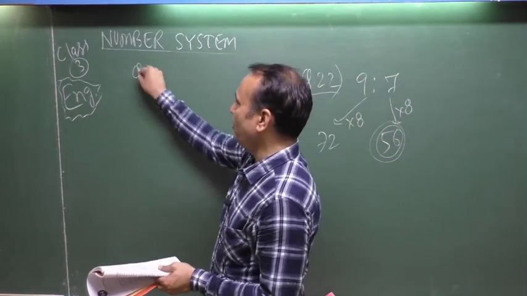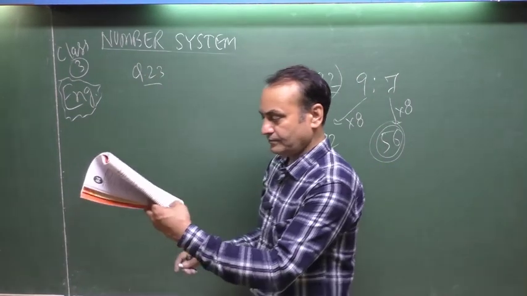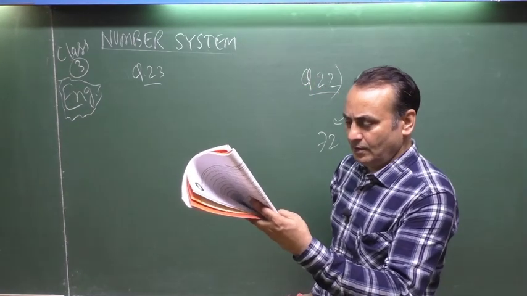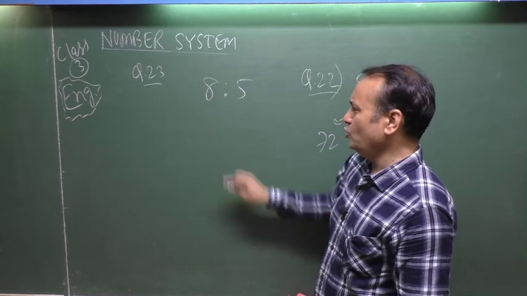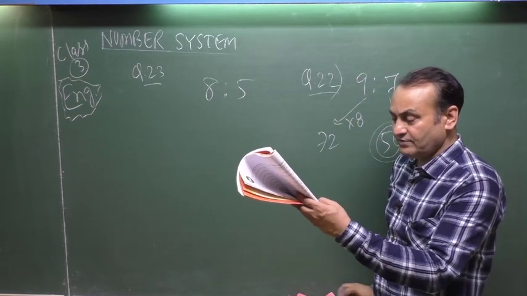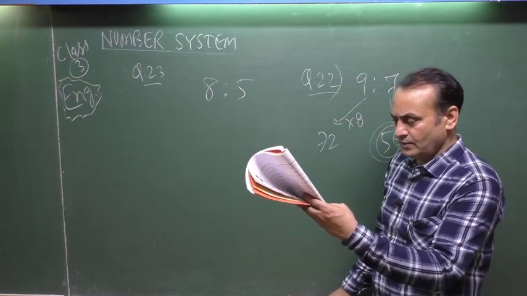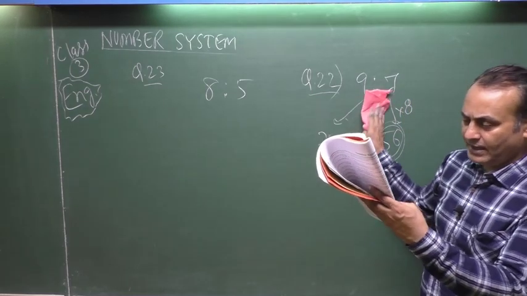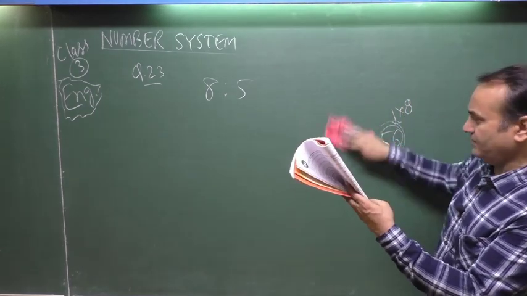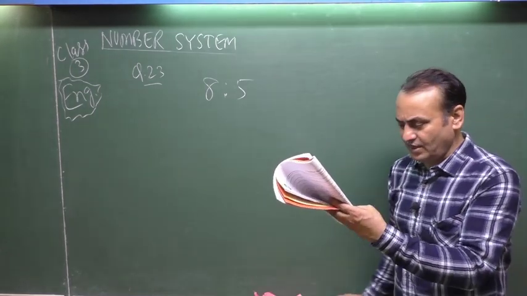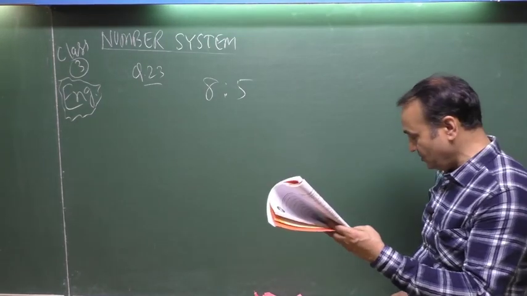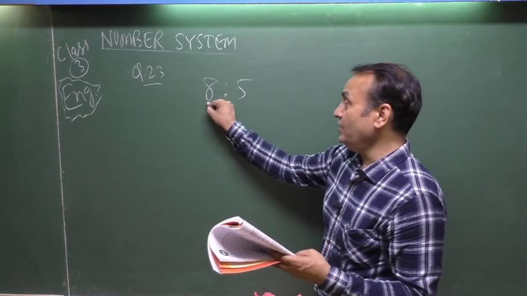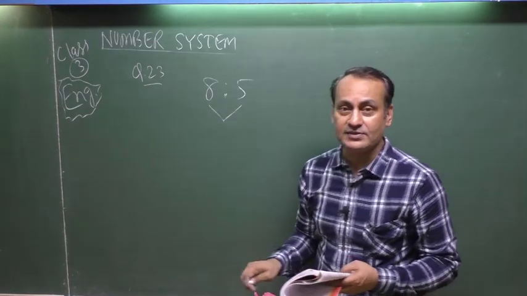Come to question number 23. Two numbers are in the ratio 8:5. If the difference of the numbers is 21, the sum of the numbers is, see here, the question uses the difference.